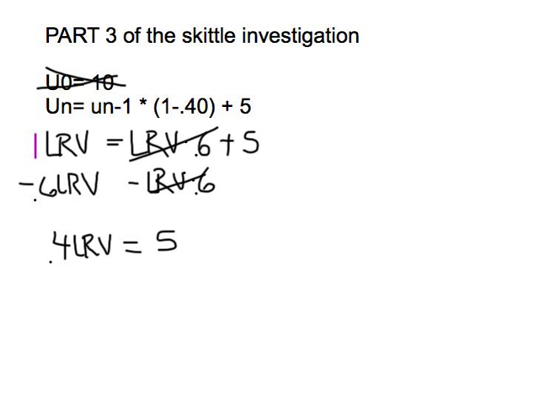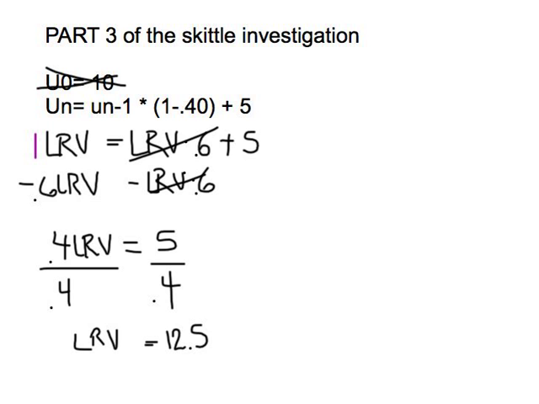So then if I divide both sides by 0.4, I'm going to get the long run value, which is what I'm looking for. The long run value will then equal 12.5. And again, this is just a verification because I already knew that number from looking at the table. Now, what I'd like you to do is try it for part 5 and see if you get 60.